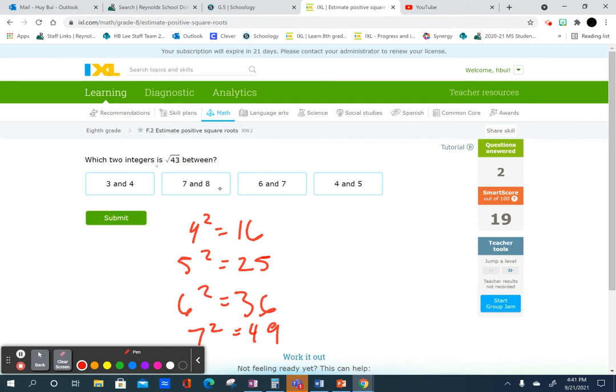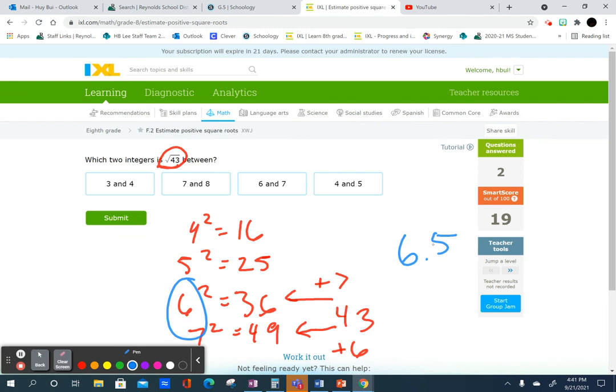Okay, and if our target number is 43, I think 43 is 6 away from 49. But it's 7 away from 36. So it's almost right in the middle. Okay, so the number in the middle between 6 and 7 is going to be close to 6.5.